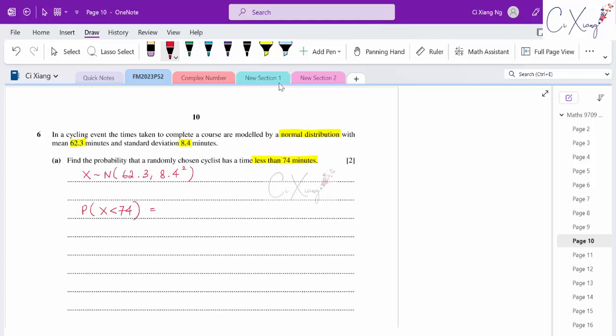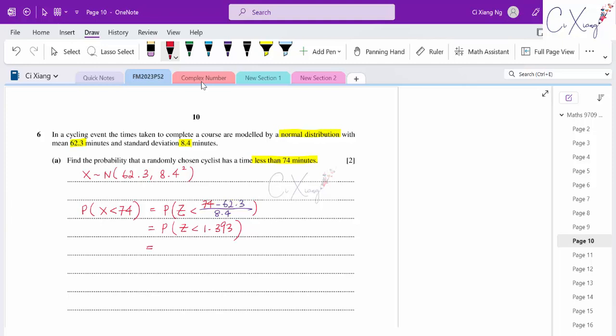Since we know that this is normally distributed, we have to standardize it to become Z first. How to standardize it? You use the value of X minus the mean, so minus 62.3, divided by the standard deviation. So I divide it by 8.4. 8.4 is the standard deviation, right? Get the value of Z correct to 3 decimal places. So I'm having 1.393.